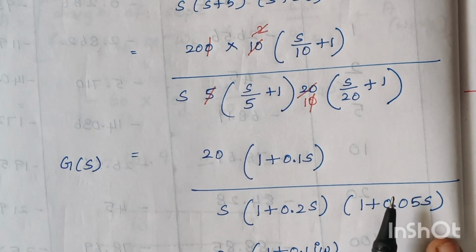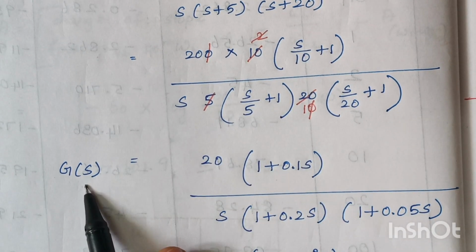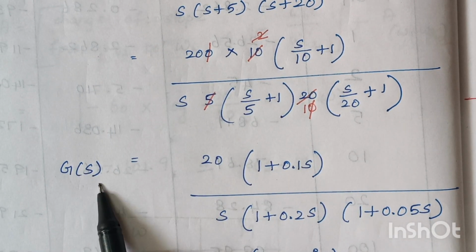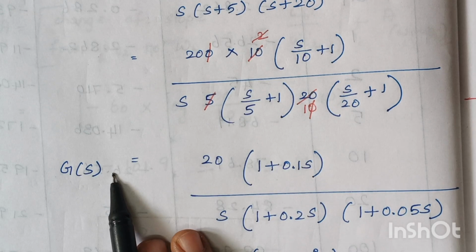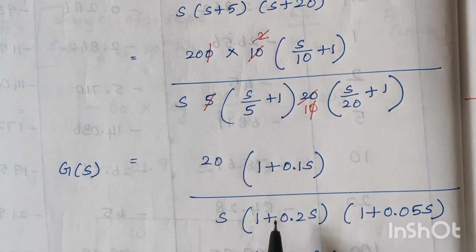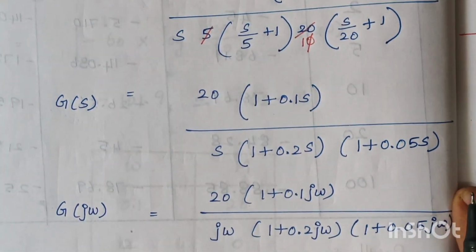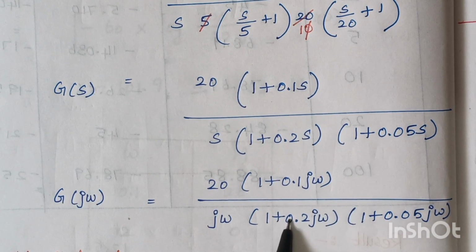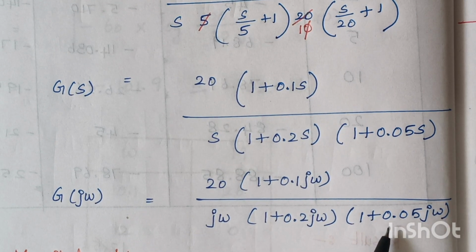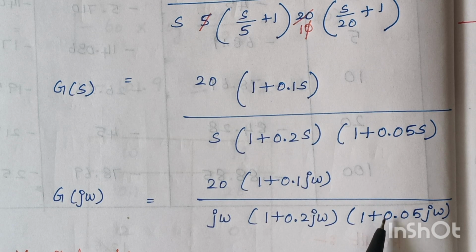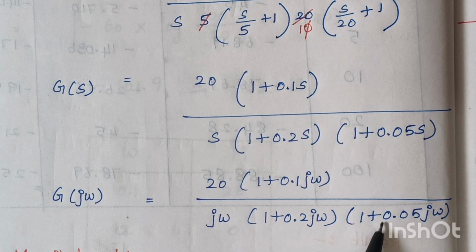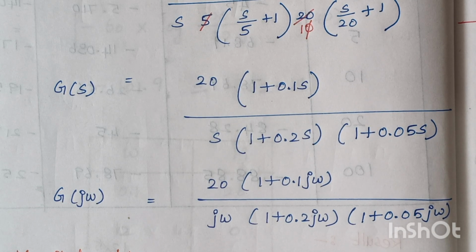And the next step is, we are going to substitute s as j omega. When you substitute s as j omega, the equation gets modified like this, right? So this is our final expression. From this expression, we are going to find the values for the magnitude plot as well as for the phase plot. So for calculating the magnitude plot, what is the basic step?